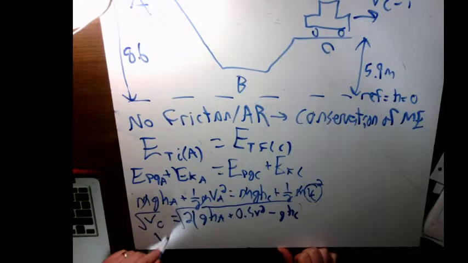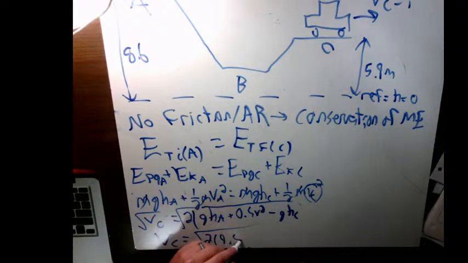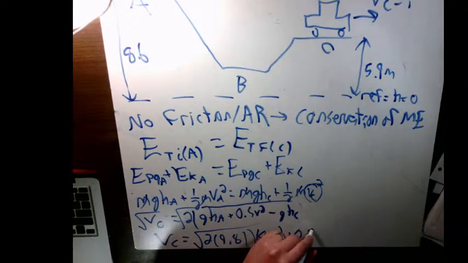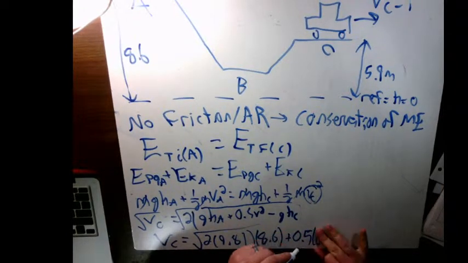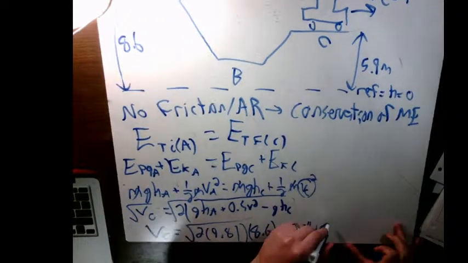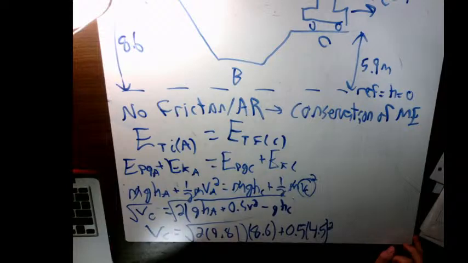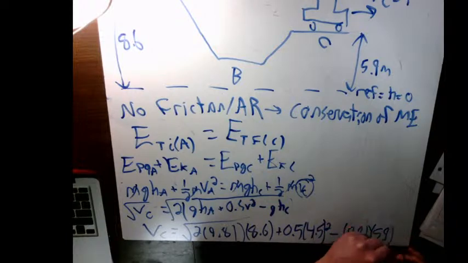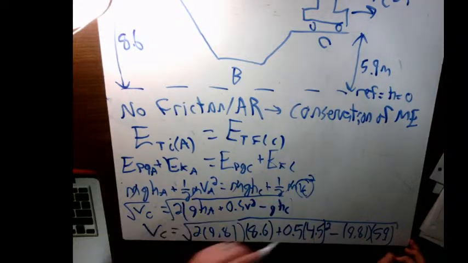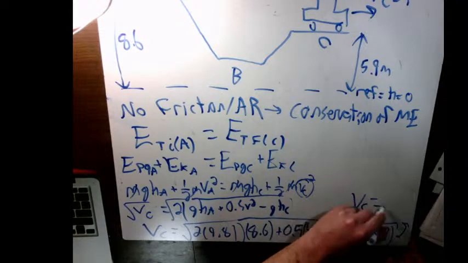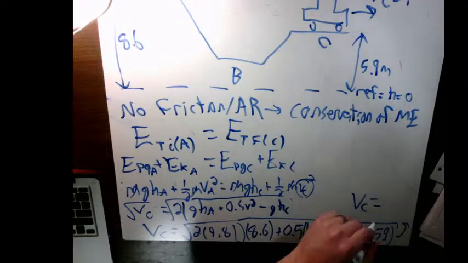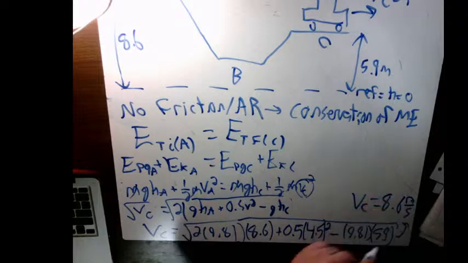Alright, so that speed at C can be found by throwing all of our values in. 2 times 9.81 times 8.6 plus half of 4.5 squared. Lots of math, lots of algebra. Half of 4.5 squared minus 9.81 times 5.9, all under the square root. This gives us a speed of 8.6 meters per second.